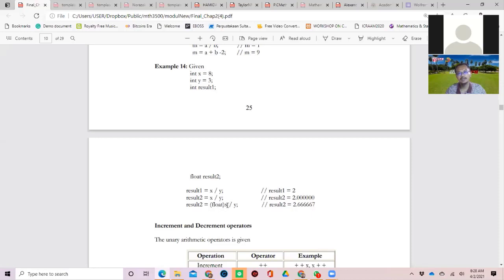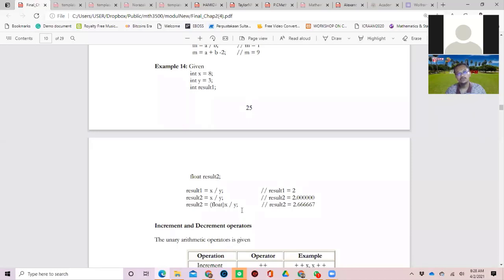So x has become float. So float divided by integer, the result in C logically will be float. So float is like this one, 2 point something, 6 something. So the output is like this one. This one is the correct value for x divided by y.